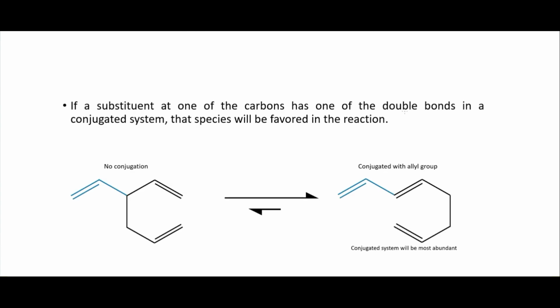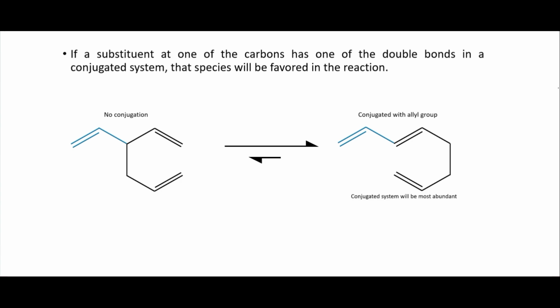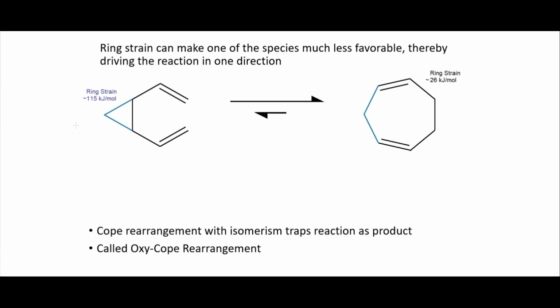But if we add other substituents on it, so for instance, a substituent that makes it into a conjugated system, then the version of this molecule that has the conjugated system right here is going to be the predominant one favored in this reaction because of the stability of the conjugated system. Similarly, if we put something with a lot of ring strain on this, then we can make one of these favorable just by relieving that ring strain.